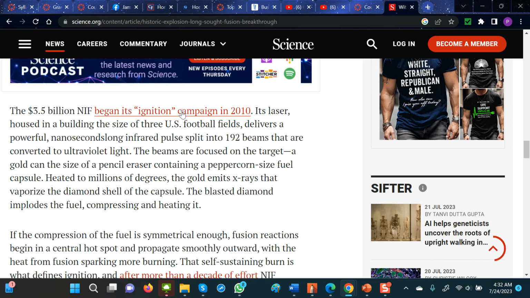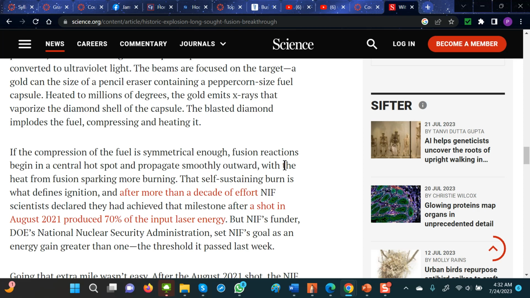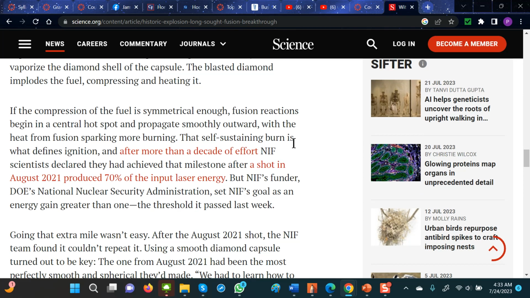Okay, here it is. Firstly, they said that the laser they use, which is the energy source, is housed in a building the size of 3 U.S. football fields, and it delivers a powerful infrared pulse split into 192 beams that are converted into ultraviolet light. These beams are focused on the target, and the element in this case is gold. When it's heated to millions of degrees, the gold emits X-rays that vaporize the diamond shell into a capsule, and the blasted diamond implodes the fuel, compressing it and heating it, and that results in energy being produced.